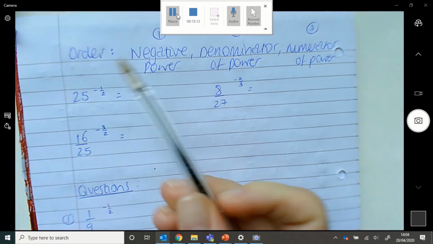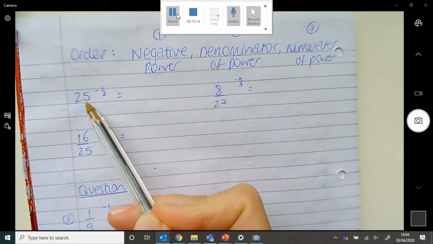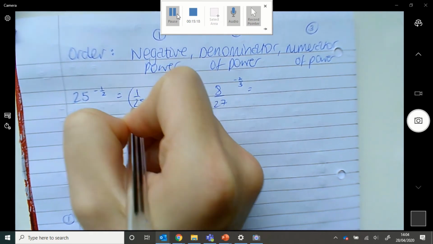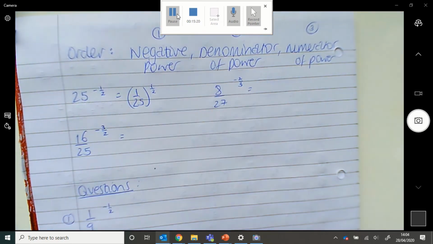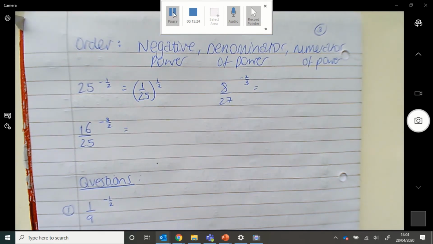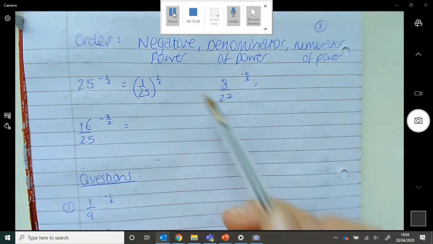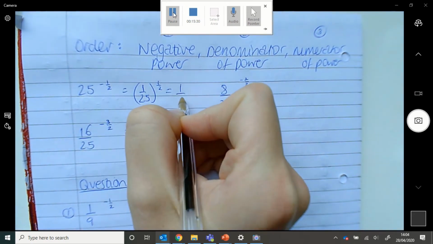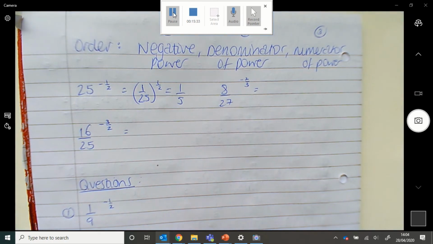Start with this one here. So the negative part of the power tells me to find the reciprocal. Reciprocal of 25 is 1 over 25, and I've still got the power of a half. Okay, the power of a half tells me that I need to square root everything. So I need to do the square root of 1, which is 1, and the square root of 25, which is 5. That's the first example done.